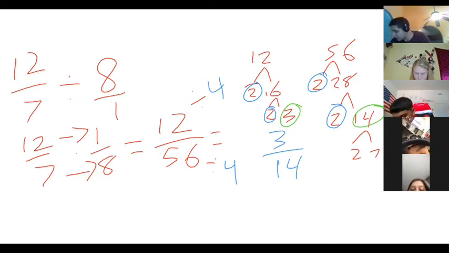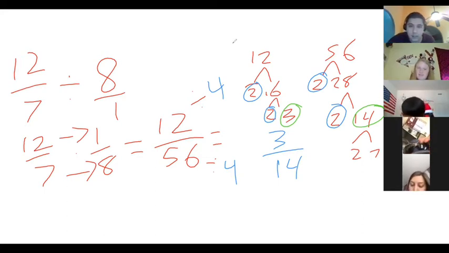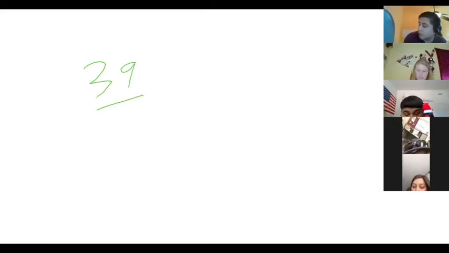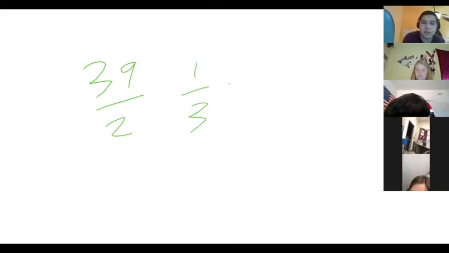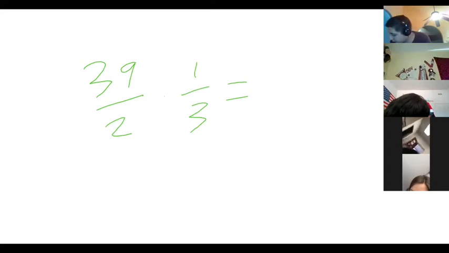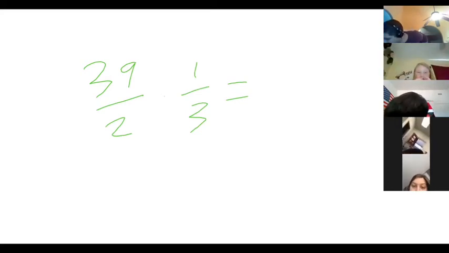Okay, let's try this one. We're doing one more? Yeah, just to show you guys a little bit about simplifying. So let's say 39 over 2, right? And we multiply that by 1/3. Actually, I don't think that's a good example. Never mind.